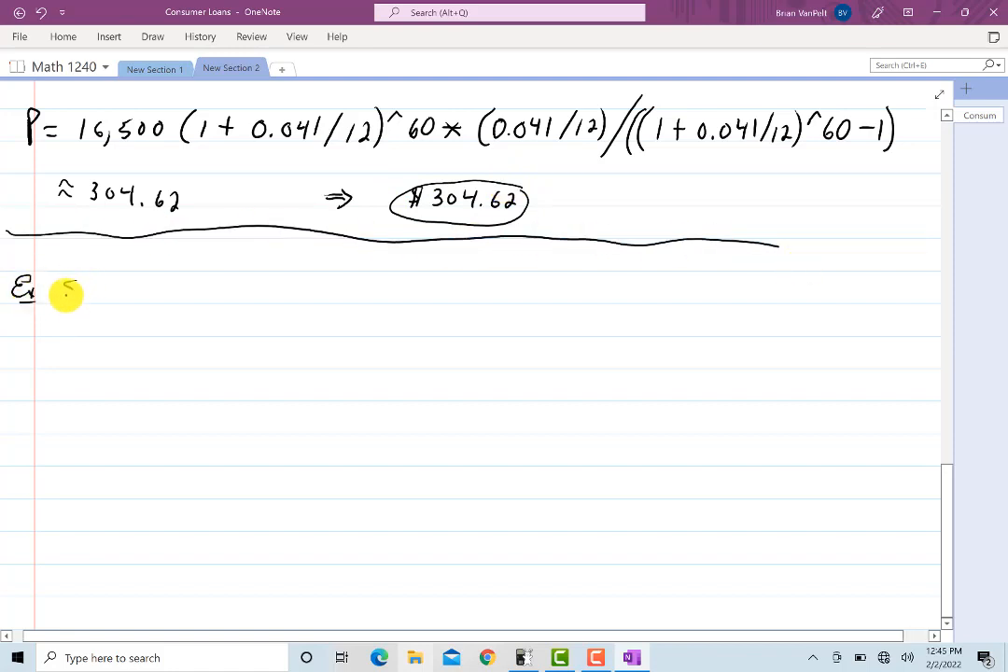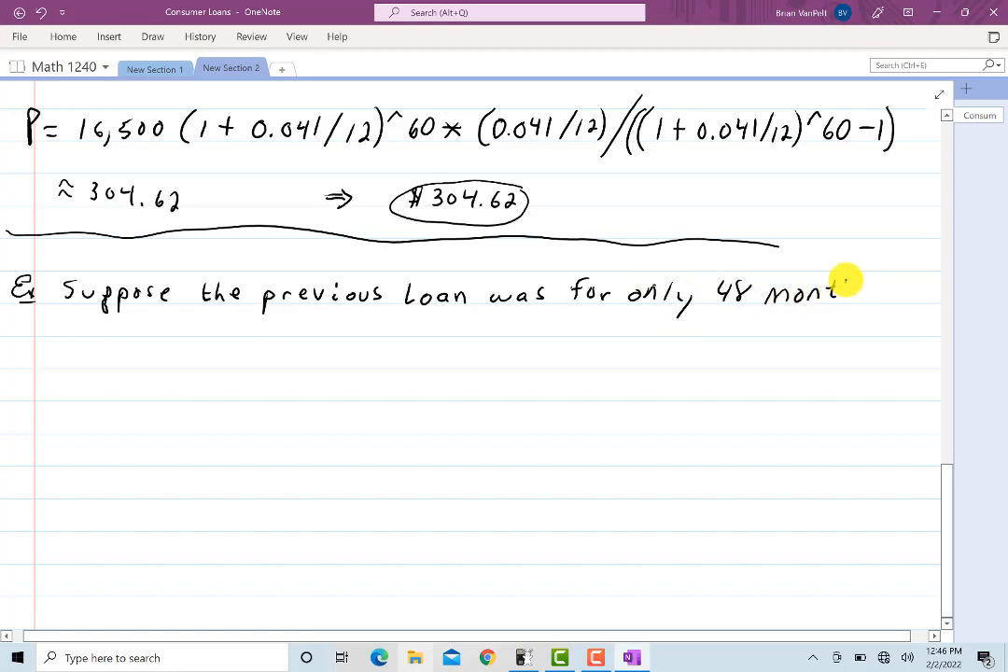Suppose the previous loan was for only 48 months. What are the payments now?